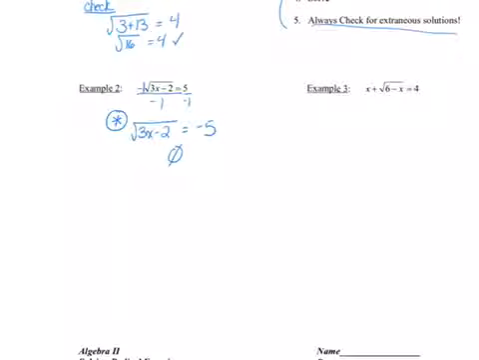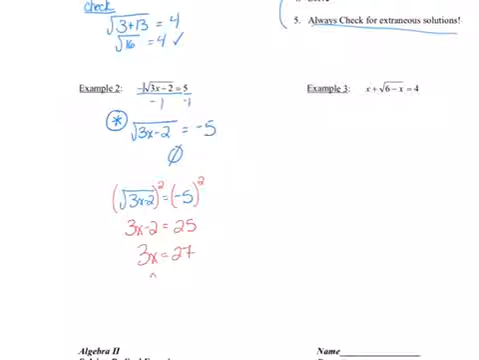If you didn't see that and you went further to the next step, and when we square both sides, you'll end up with 3x minus 2, because the square and the square root cancel each other out, is equal to 25. You're still able to solve for x. So you get 3x is equal to 27, so x is equal to 9.